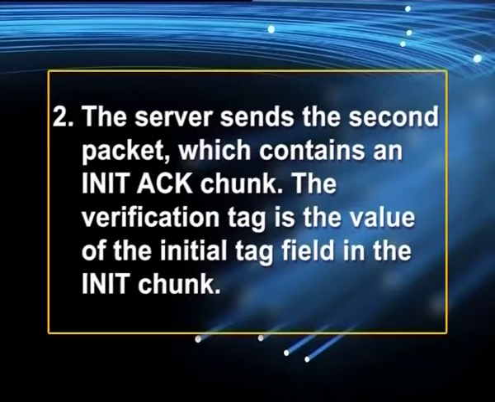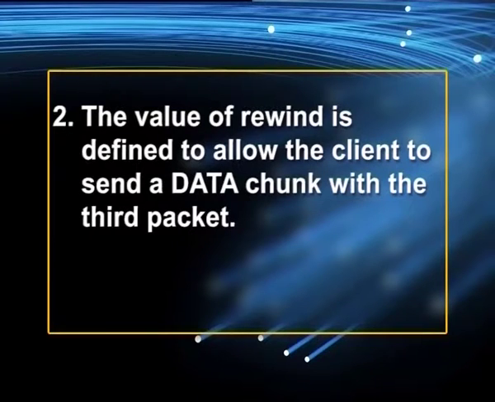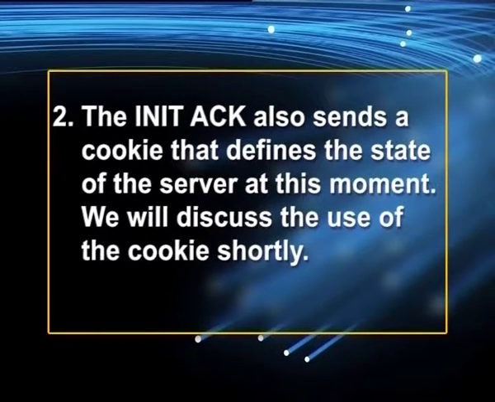The server sends the second packet, which contains an INIT acknowledgement chunk. The verification tag is the value of the initiation tag field in the INIT chunk. This chunk initiates the tag to be used in the other direction, defines the initial TSN for data flow from server to client, and sets the server's rwnd. The value of rwnd is defined to allow the client to send a data chunk with the third packet. The INIT acknowledgement also sends a cookie that defines the state of the server at this moment. We will discuss the use of the cookies shortly.